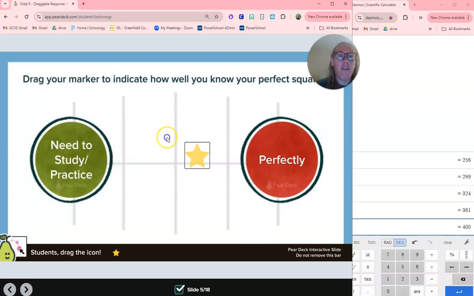On slide 5, you're just checking in with how well you know your perfect squares. Maybe they're super familiar to you, maybe you haven't looked at them ever. Just let me know where you are right now in this moment. This is going to change as you get more practice and more familiar with them, but just notice how you're feeling right now.